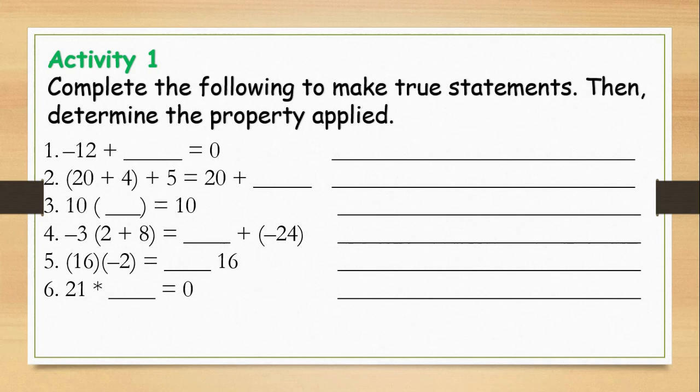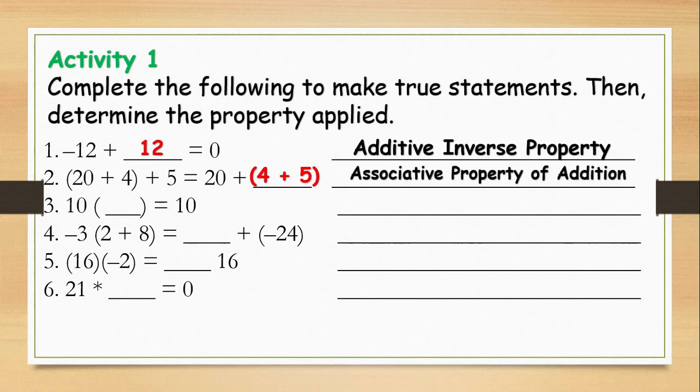Okay, let's check if your answers are correct. So, for number 1, negative 12 plus 12 is equal to 0, and it is the additive inverse property. Next, number 2, the quantity 20 plus 4, plus 5 equals 20 plus the quantity 4 plus 5. So, mag-groupings tayo. Anong gagamitin natin? We have the associative property of addition. Next, number 3, we have 1. So, 10 times 1 equals 10. And that is identity property of multiplication.